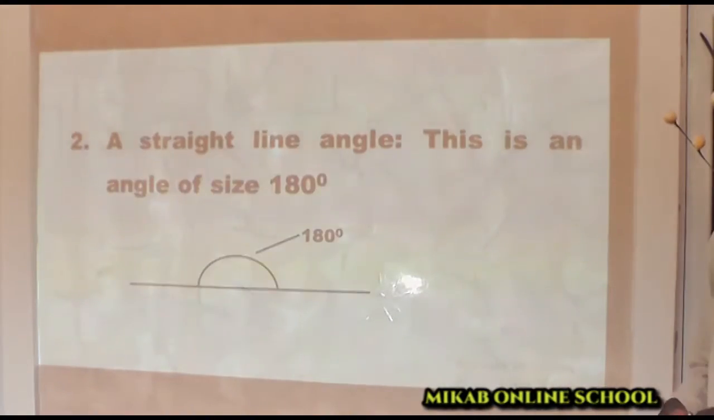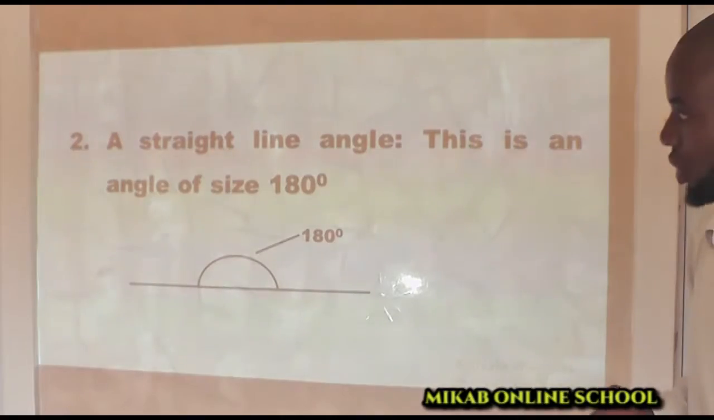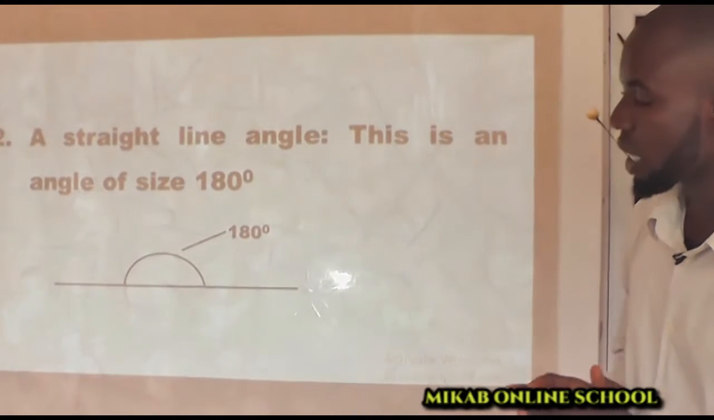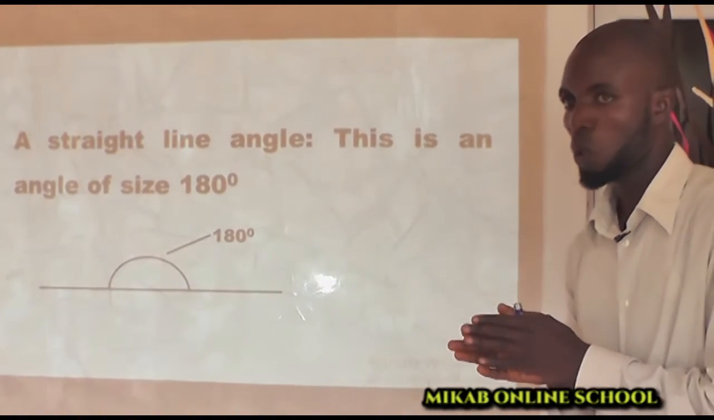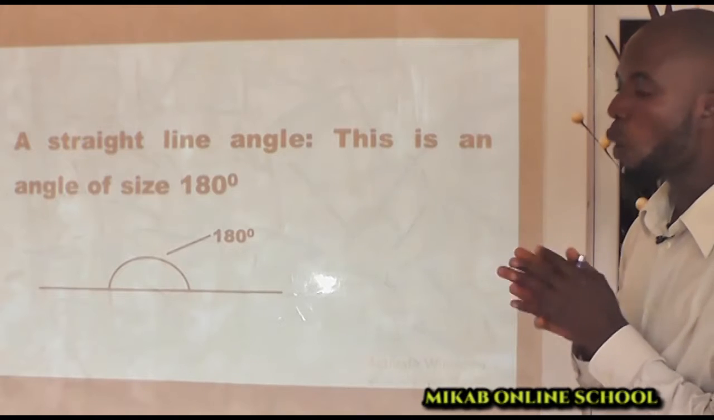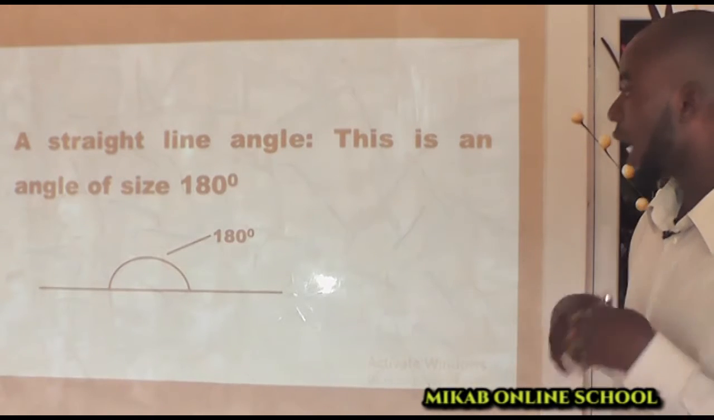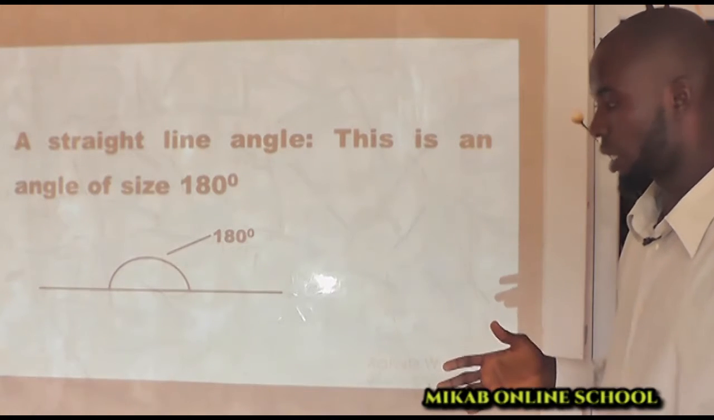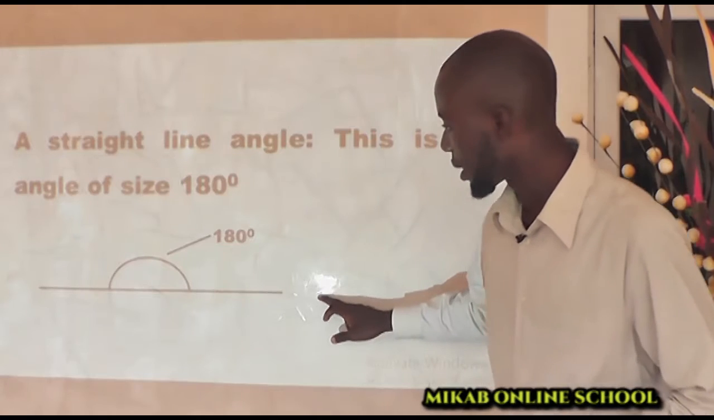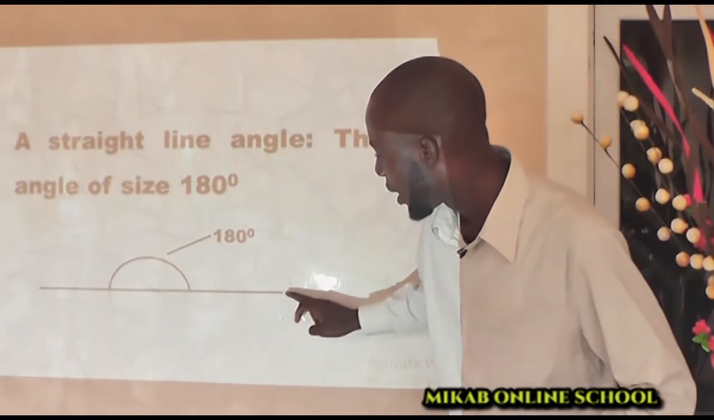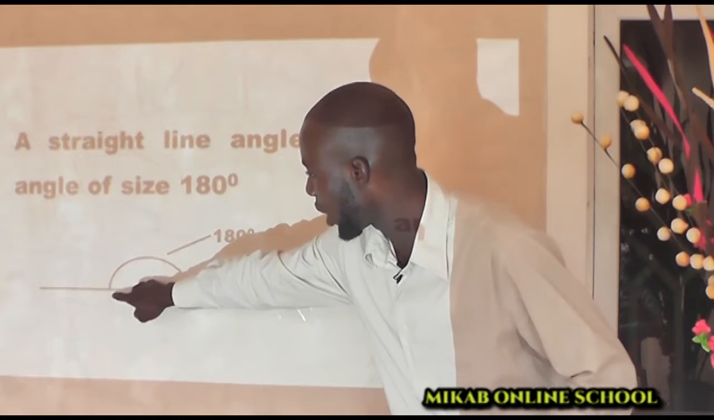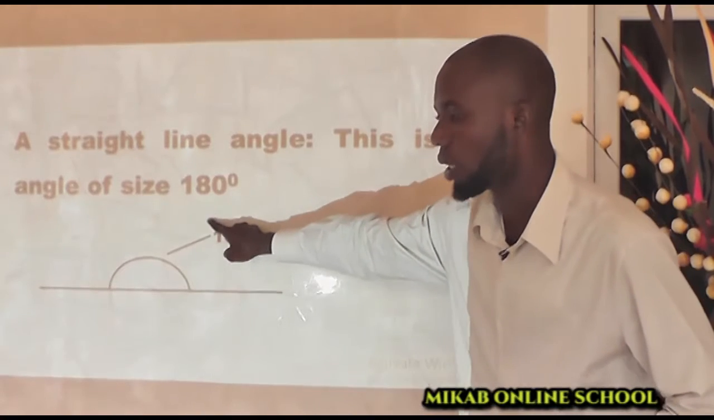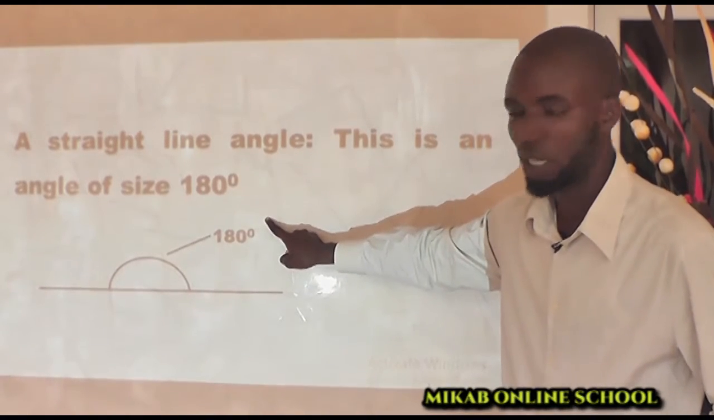And the next name of angle is a straight line angle. If you are talking about a straight line angle, it's an angle whose value is exactly 180 degrees. It may also be defined as an angle of size 180 degrees. And it can be represented as this. This is a straight line, and all the angles at this point sum up to be 180 degrees.